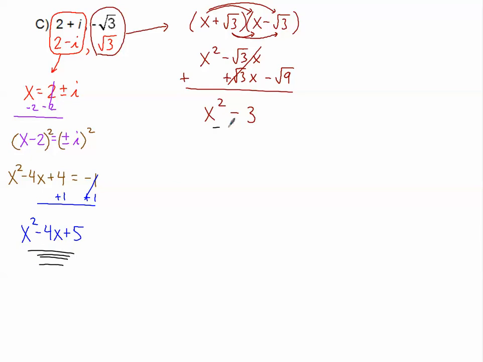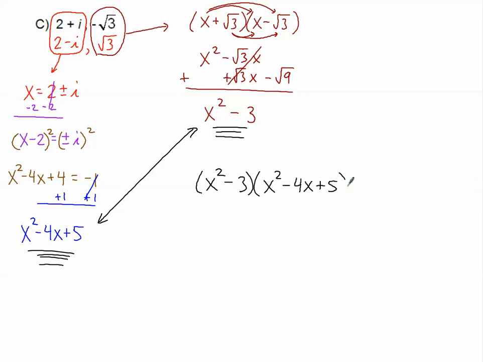Great. So I have this quadratic and I have this quadratic. And now I simply need to multiply them both together. I'm going to put the binomial one, x squared minus 3, first, and then the trinomial one, x squared minus 4x plus 5. And now let's multiply all this stuff together. Nice little triple distribution here.